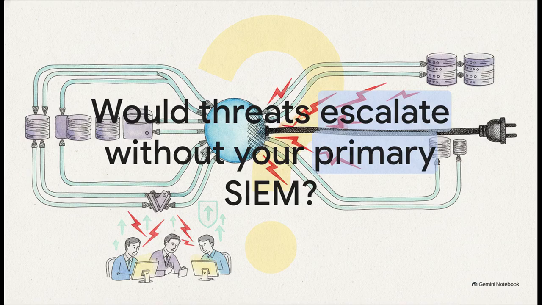So, I want to leave you with a final, somewhat provocative thought to take back to your teams. Take a hard look at your architecture. Look at your log pipelines. If you pulled the plug on your primary SIEM today, are you absolutely certain the exact same threats would still be escalated to your analysts? If you aren't sure, it is definitely time to start checking your parity.